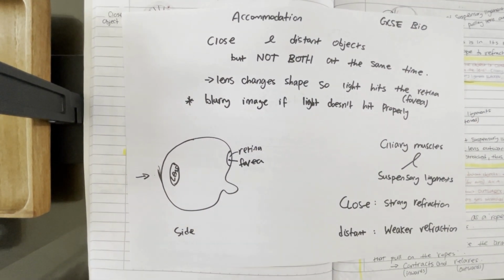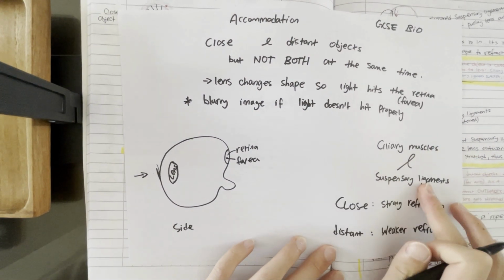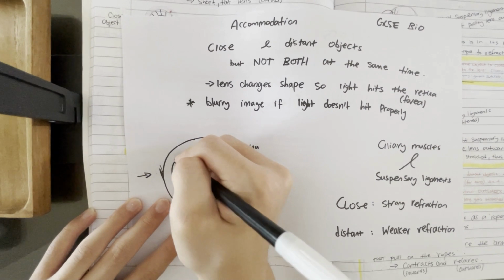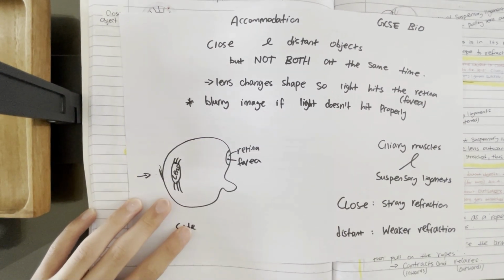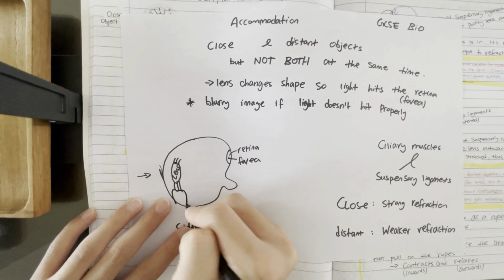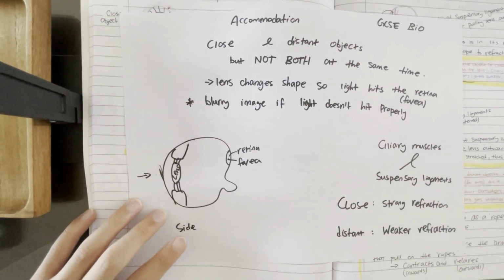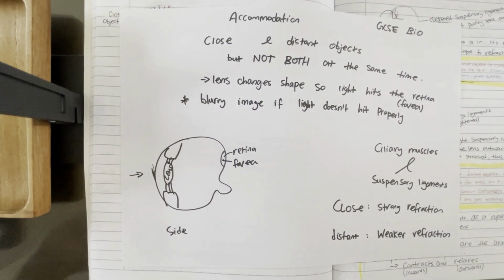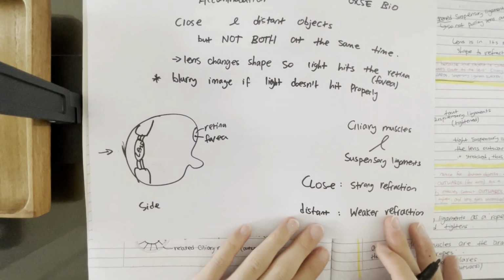Now we have two more things: ciliary muscles and suspensory ligaments. Suspensory ligaments are like so. These are the suspensory ligaments. And the ciliary muscles are like so. These are the ciliary muscles. Ciliary muscles, suspensory ligaments. Pretty easy up to here, right? Okay, so we do need to understand this.